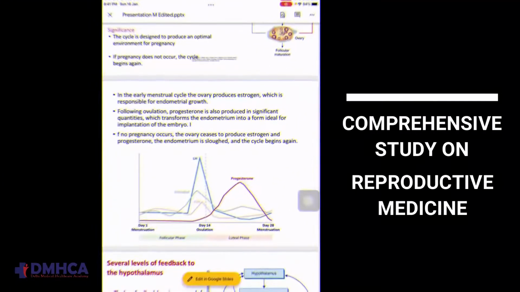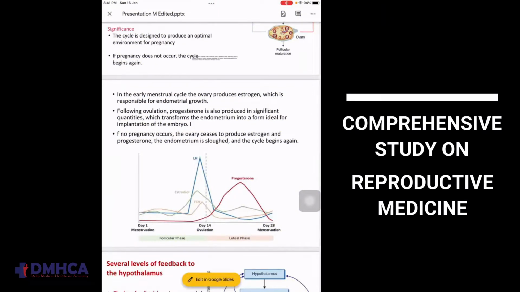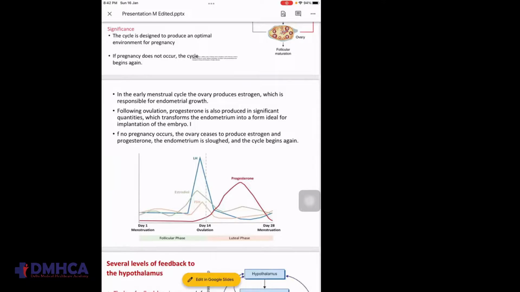See this graph. Day 1 of menstruation, we'll slowly see. First is FSH hormone, that orange line. That is starting in the follicular phase. F for follicle stimulating hormone. So this will be seen in the follicular phase, and this will stimulate the follicle. So it will stimulate the follicle till ovulation. You can see the orange line, just before ovulation, it is at peak. And then after ovulation, it will go down.